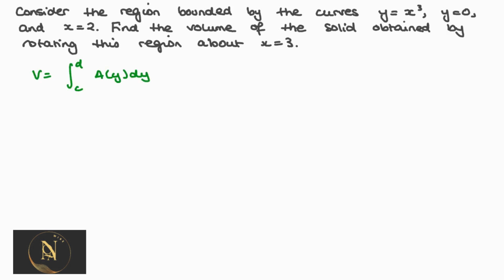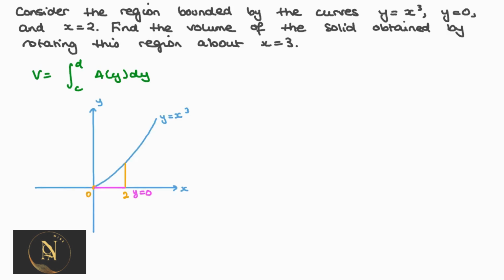We know that when we rotate a region bounded by a curve and the horizontal lines y equals c and y equals d about the y-axis, we use the formula: the definite integral between c and d of A of y with respect to y, where A of y is the function that describes the cross-sectional area of the shape. So it might help to draw a little sketch.